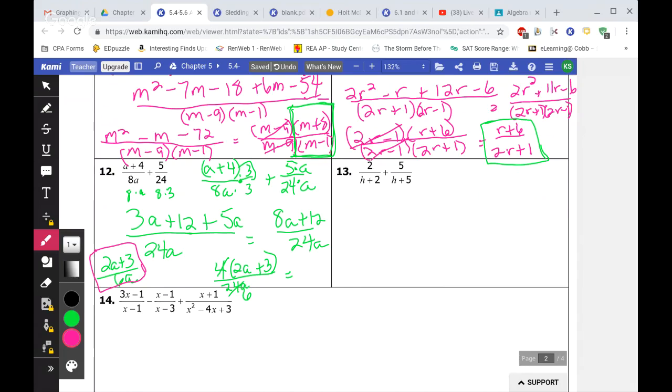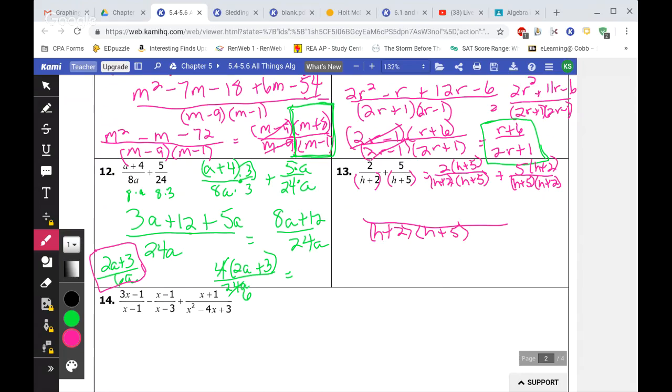Okay, on number 13, understanding that both of these are factors. The first one is missing h plus 5, and the second one is missing h plus 2. So you're going to have to multiply everything at the top of the first one by h plus 5, and the bottom as well. And the second one, you're going to have to multiply the top and the bottom by h plus 2 in order to get a common denominator. By multiplying the top and the bottom, you're not changing the value.